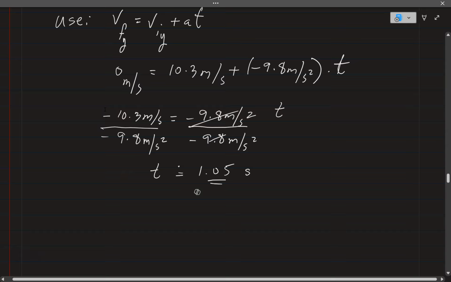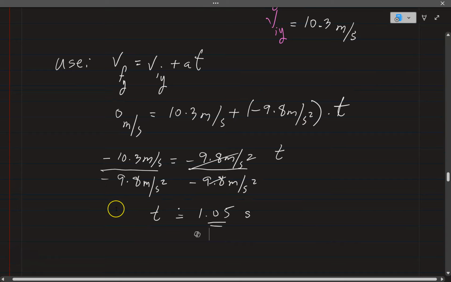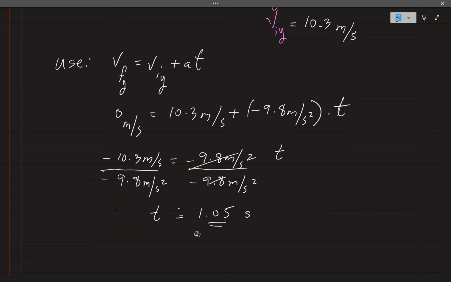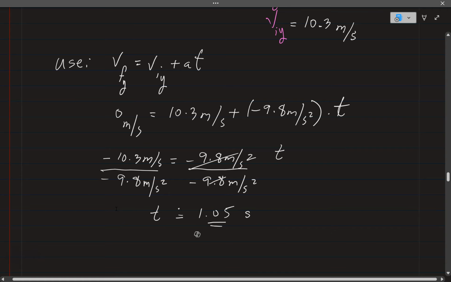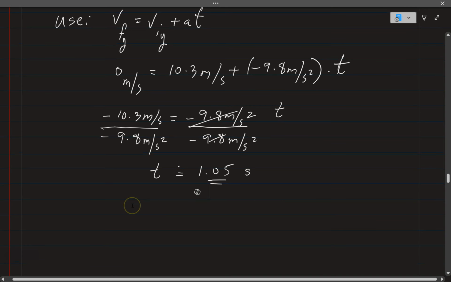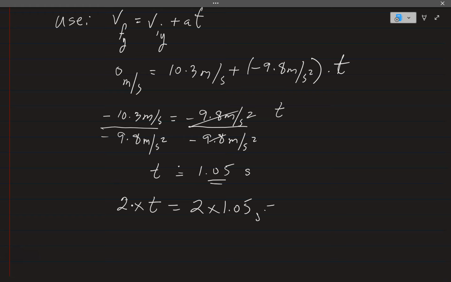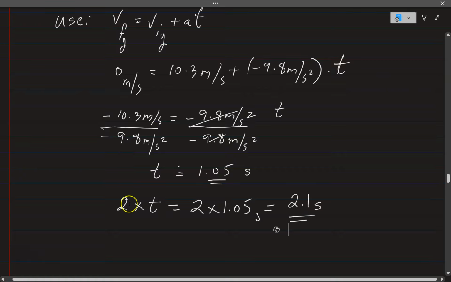So the total going up is 1.05, but coming down as well, because on two occasions you will have the final velocity zero. One is at the top of the projectile. The other one is at the very end of the projectile. So the total time would be 2 times t, which would be 2 times 1.05 seconds, which would end up being 2.1 seconds. That's the total flight time.